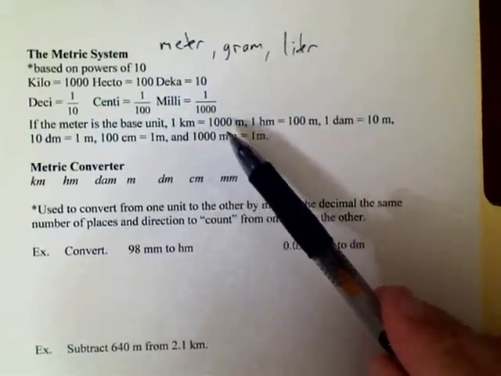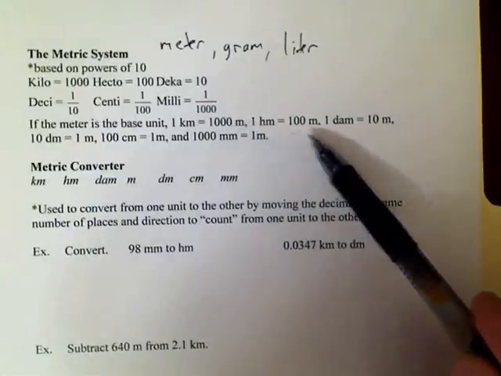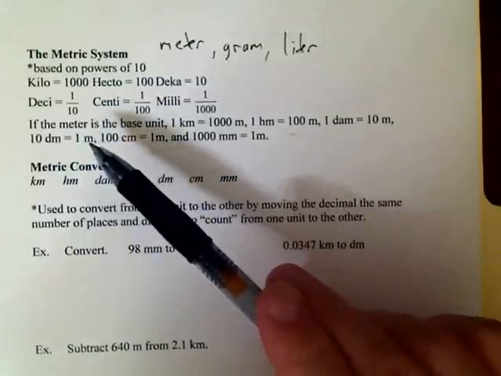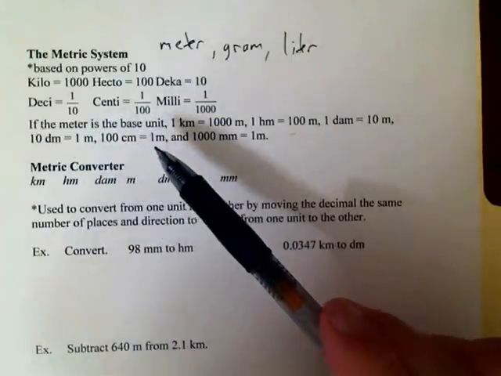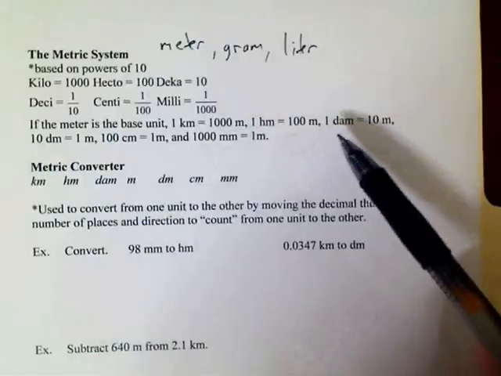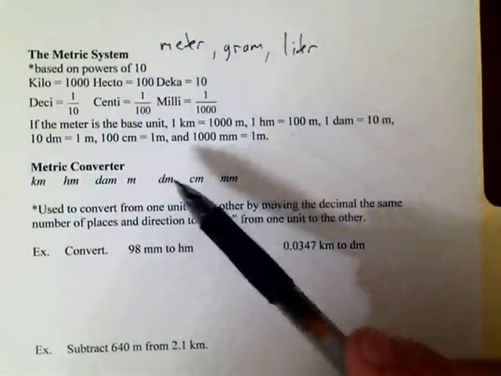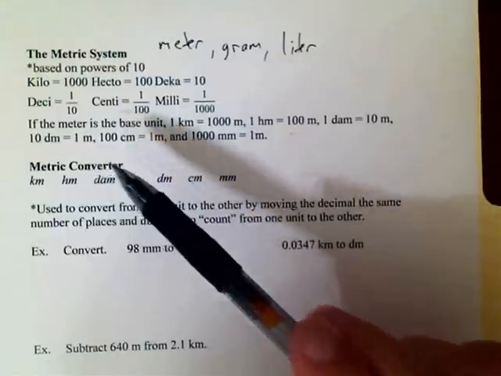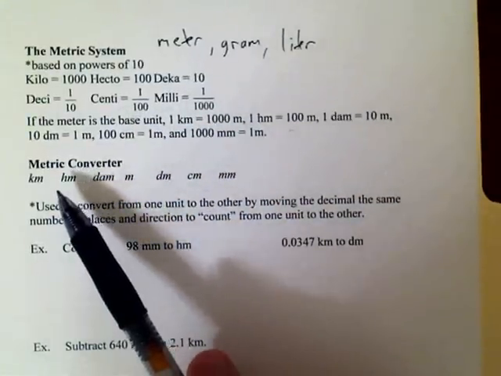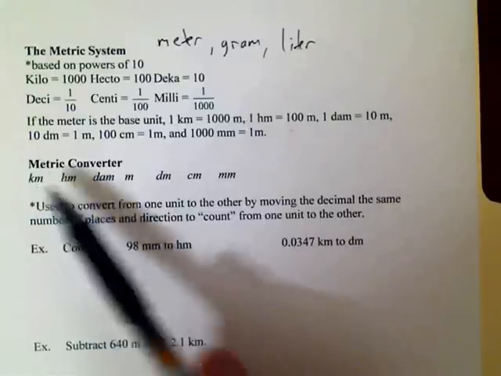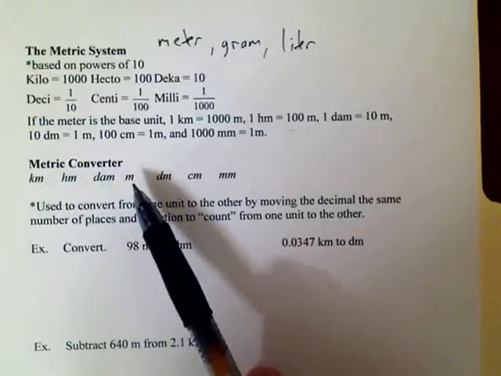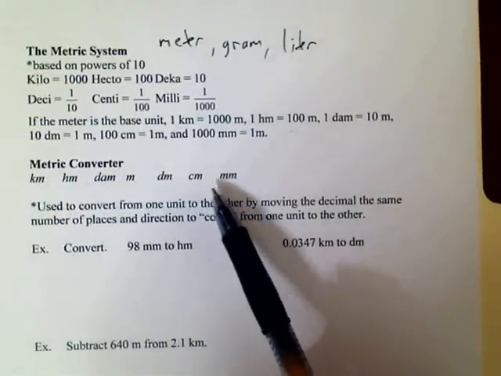1 kilometer is equal to 1,000 meters. 1 hectometer is 100 meters. 1 decameter is 10 meters. 10 decimeters makes a meter. 100 centimeters makes 1 meter. And 1,000 millimeters equals 1 meter. Notice the prefixes for deca and deci. Deca is DAM. Deci is DM. Now the way we would choose to write the metric system with the prefixes is largest to smallest: kilometers, hectometers, decameters, meters, decimeters, centimeters, millimeters.